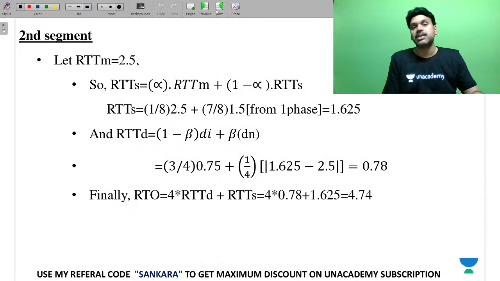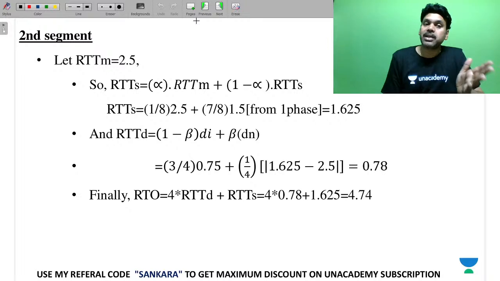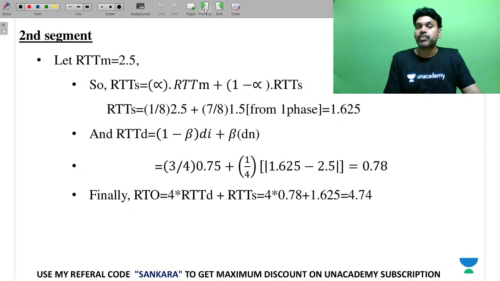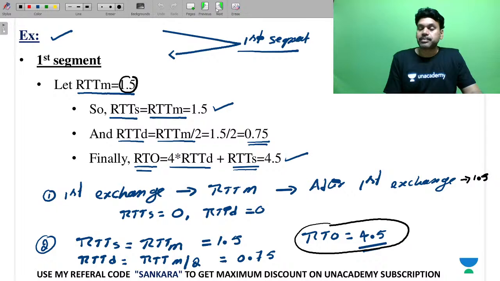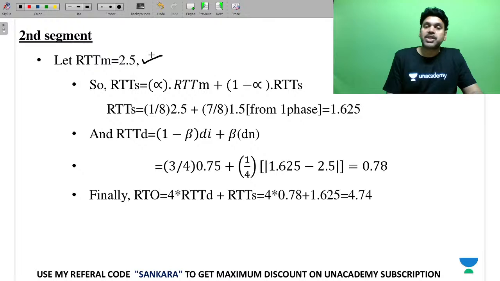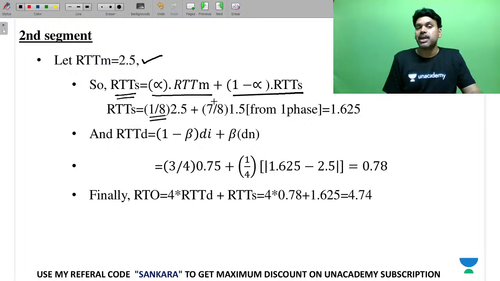For the next exchange, what is going to happen? We know the equations. RTTS you need to calculate separately, RTTD you need to calculate separately. So what is your RTTM? Let RTTM be 2.5. Now your RTTS for the next transmissions is alpha dot RTTM plus 1 minus alpha dot RTTS. If you are given an alpha value, then you consider that, otherwise you consider 1 by 8 only. So 1 by 8 of your measured RTT, plus 7 by 8 of your smoothed RTT.